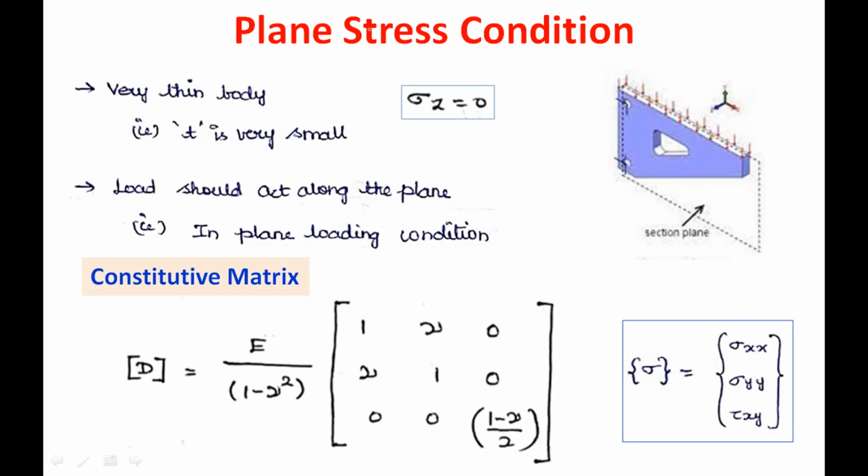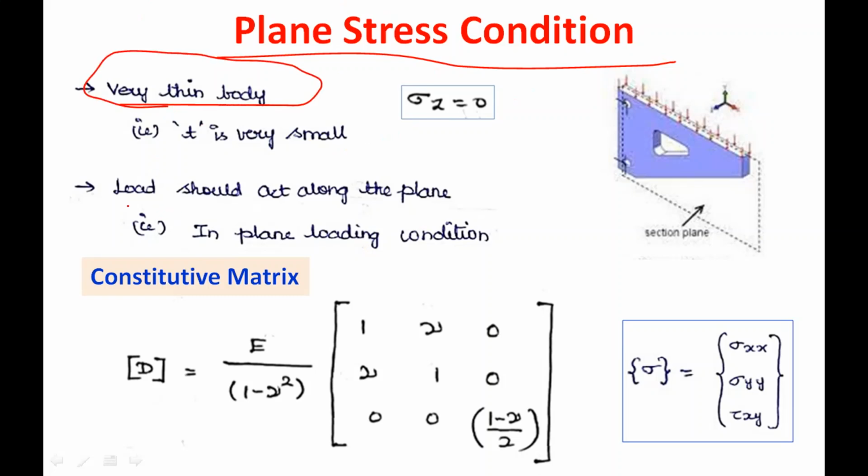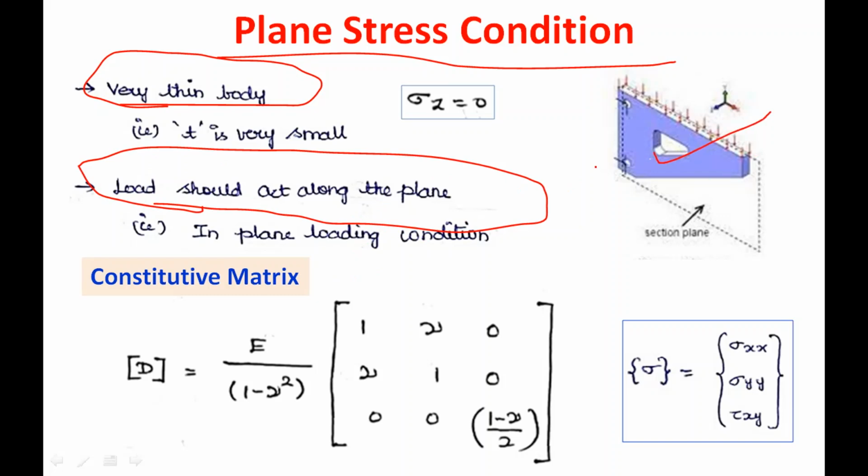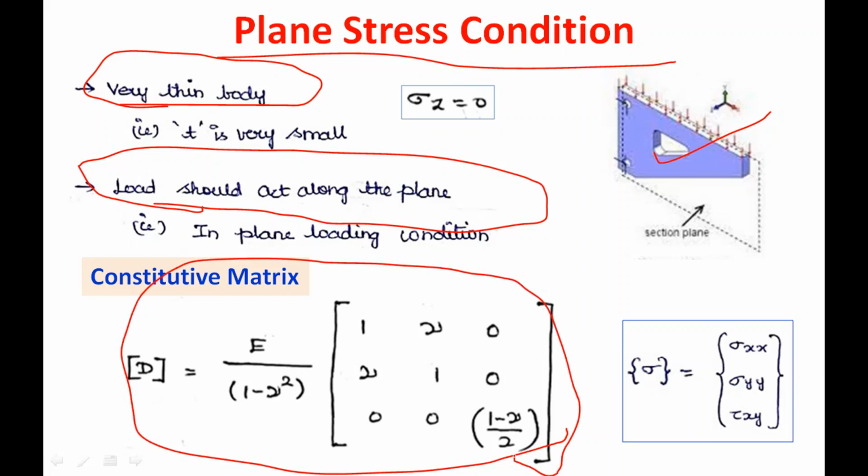Plane stress condition. When to apply this plane stress condition for a practical problem? If the body has very small thickness, if it is a thin body and the load is acting along the plane of the body, then we call it a plane stress condition. Most of the structural brackets and sheet metal components are solved using the plane stress condition. Here is the constitutive matrix D for the plane stress condition.